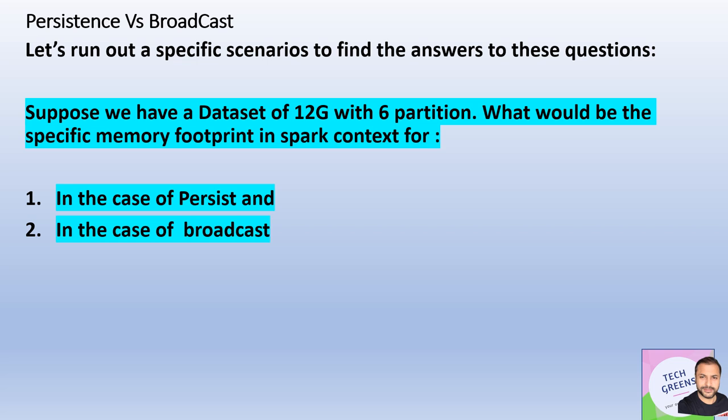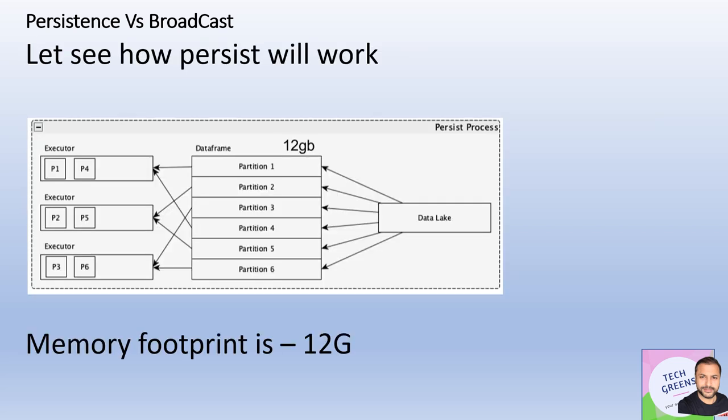Suppose we have a data set of 12 gig, with 6 partitions for now. If I call the persist API, or try to do persistence of this particular data set, what would be the memory footprint in this Spark context? And if the same data set I try to do an explicit broadcast, what would be the memory footprint in case of broadcast? A very specific question, looking for very specific answers, right? But there is a process behind how the two APIs, two functionalities work. So let's look into that.